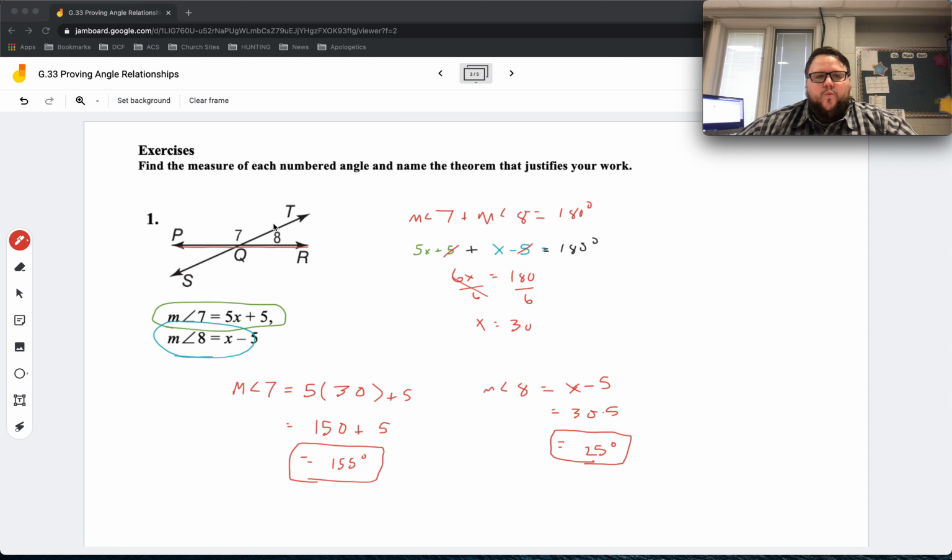So what we used is what we call the supplement theorem.